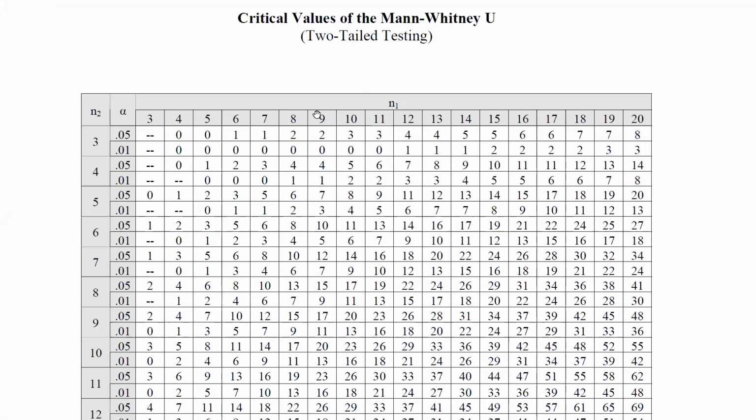Now, the top values are the N1. The far left values are the N2. You know your value of N1, you select it at the top. You select the degrees of freedom that you have identified. So the value we had was 5. You select the 5. And then the N2 was also 5, so that one too, you select the 5.